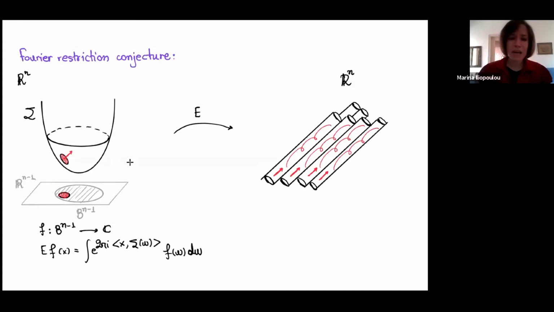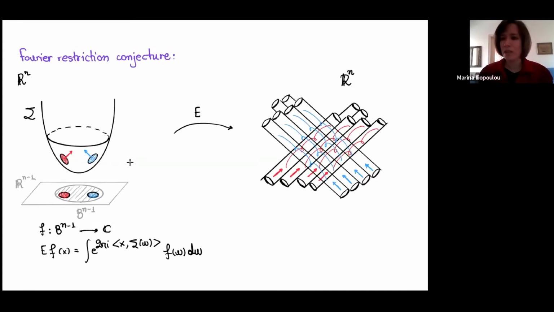If you take another cap, say a blue one here on the domain, then above it we have another normal because of the curvature, and we have that the Fourier transform from that cap is arranged in parallel tubes pointing in that other normal. And the conjecture says that in principle, when these waves interfere, because the tubes carrying them meet, this interference is in fact, in principle, destructive. So the waves cancel each other out a lot.